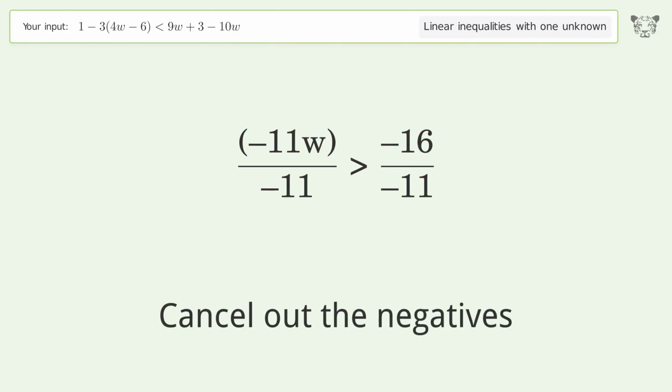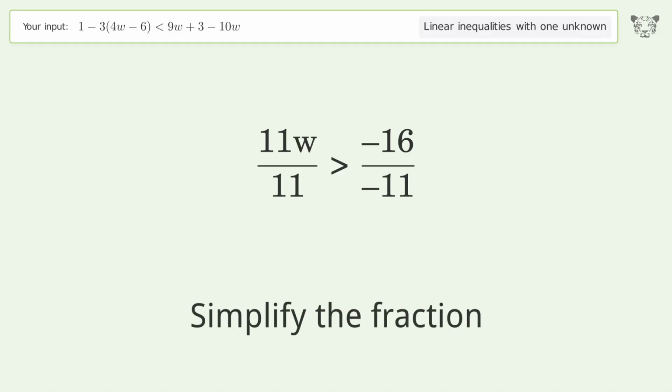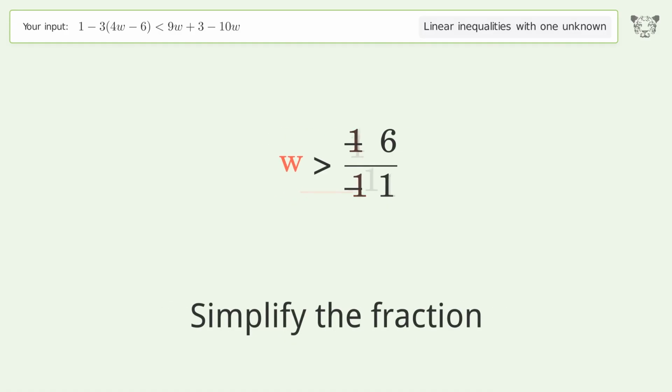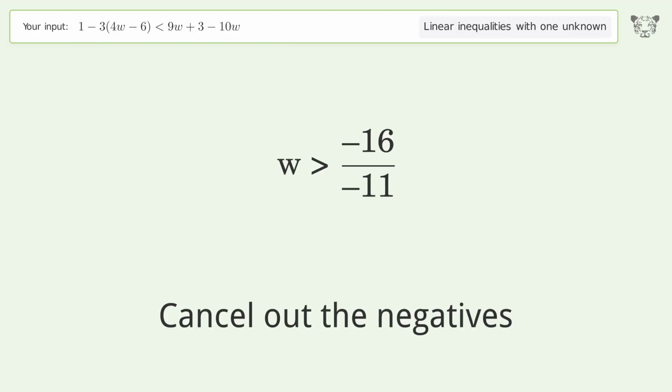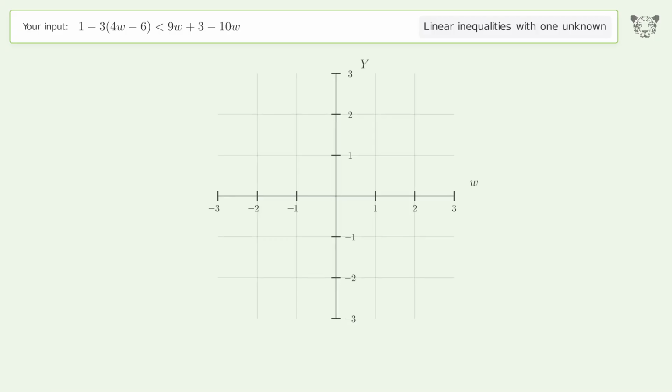Cancel out the negatives. Simplify the fraction. Cancel out the negatives. Plot the solution on a coordinate grid. And so the final result is w greater than 16 over 11, greater than 15 over 11.